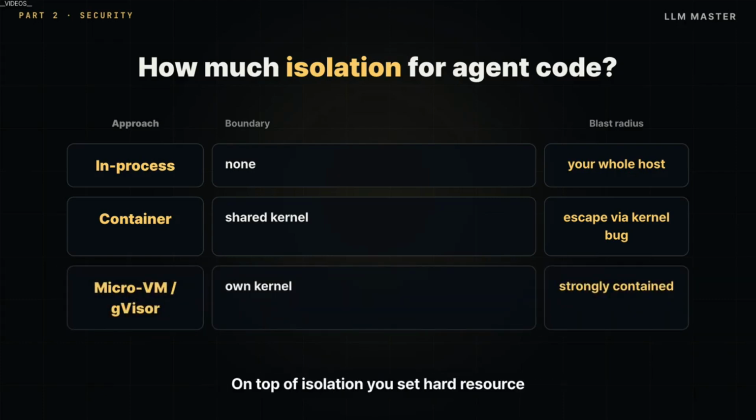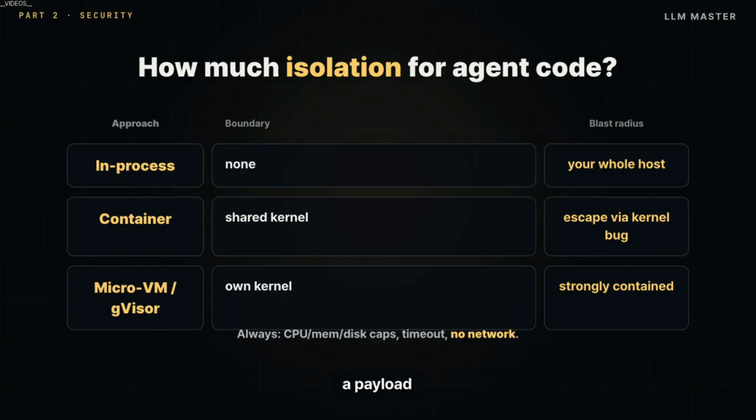On top of isolation, you set hard resource limits: cap CPU, memory, and disk, a wall clock timeout, and this is the big one, no network access by default, so generated code can't phone home or pull down a payload. Anthropic's server-side code execution, for instance, runs each request in an isolated container with fixed CPU and memory and no internet. The rule is simple. Assume the code is malicious and design the box so that even if it is, the blast radius is nothing.